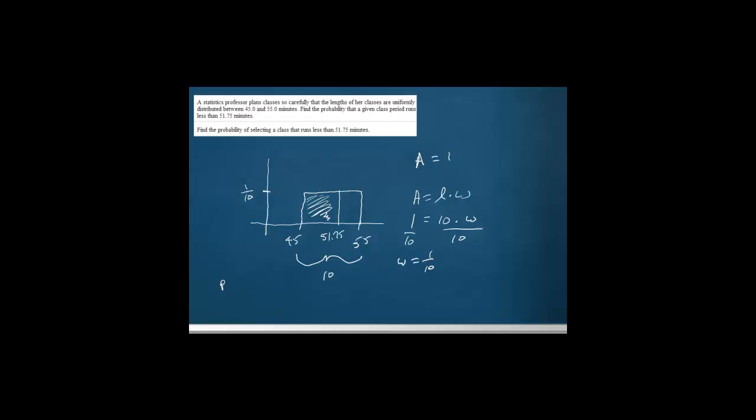So the probability then that x is less than 51.75 is going to equal 51.75 minus 45, so that's the length, times the width, 1/10. Which is going to give us 6.75 times 1/10, or 0.675.